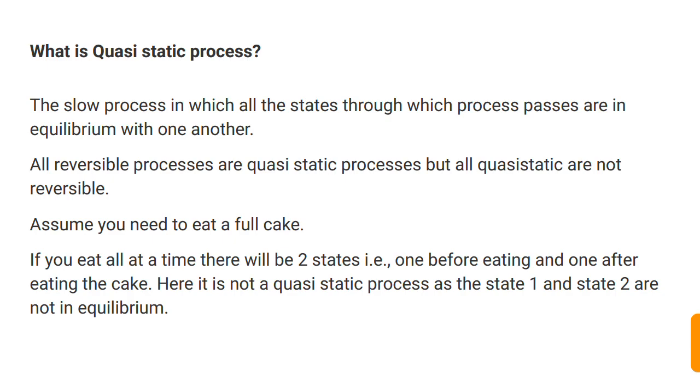Assume you need to eat a full cake. If you eat it all at a time, there will be two states, one before eating and one after eating the cake. Here it is not a quasi-static process, as state 1 and state 2 are not in equilibrium. So you can define quasi-static as the slowest process.